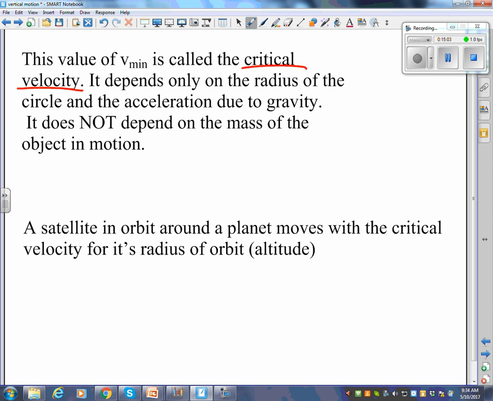It's not going to maintain circular motion. In fact, it's going to maybe create an ellipse, or it may actually escape. If it gets going fast enough, it may escape the planet's gravitational pull, which would not be good.